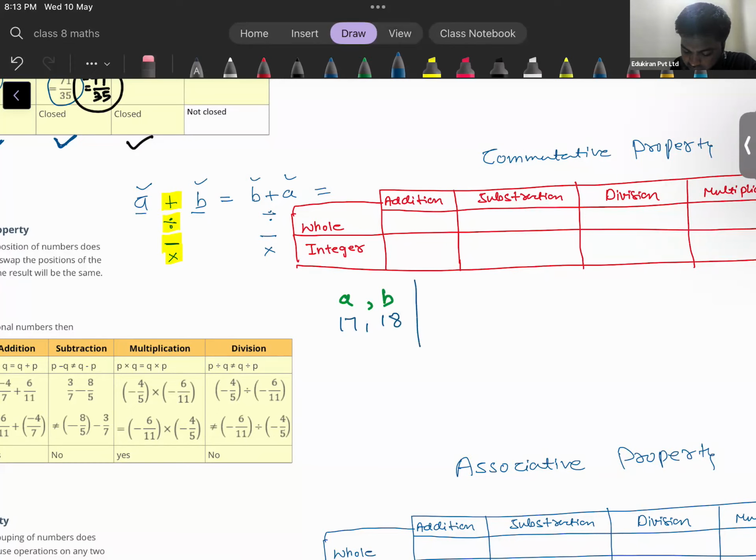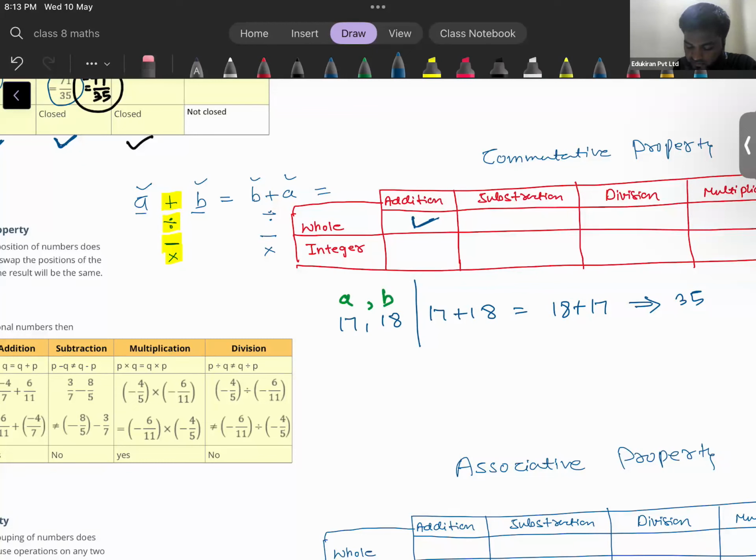Okay. So we see that 17 plus 18 is the same as 18 plus 17, right? Yeah. That is 35. So we say addition is commutative for whole numbers, which is being followed.